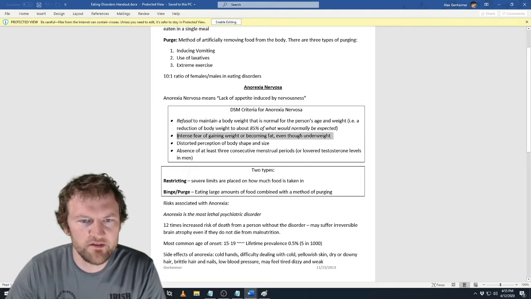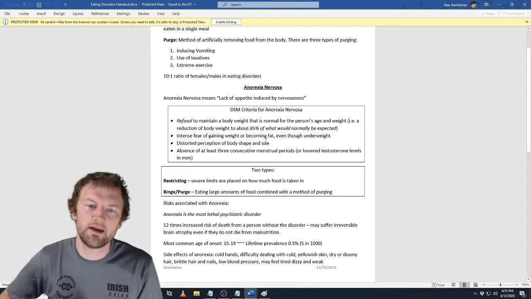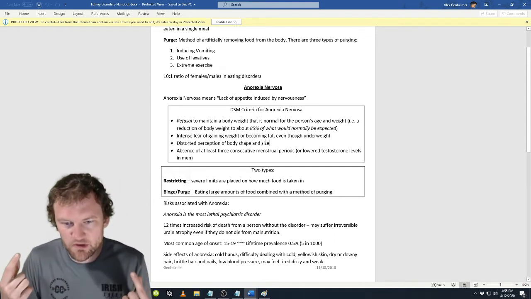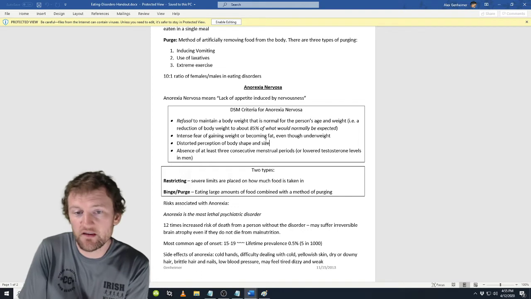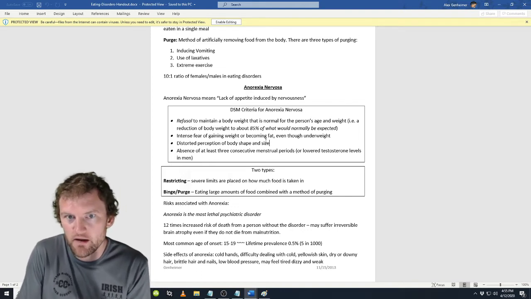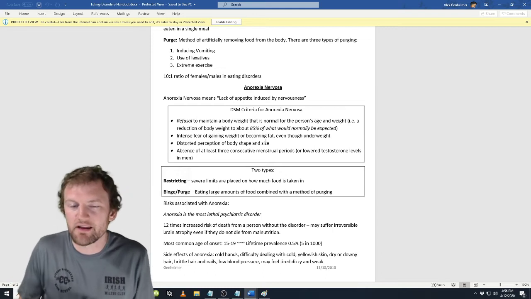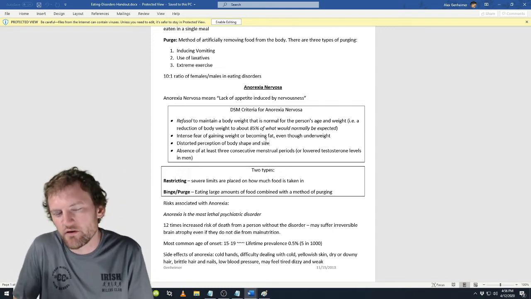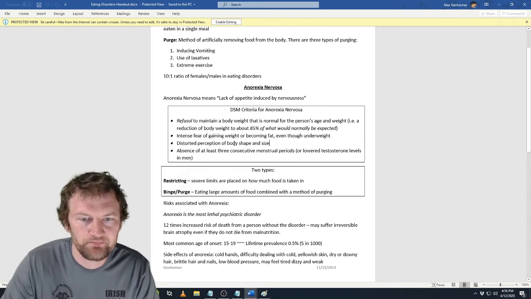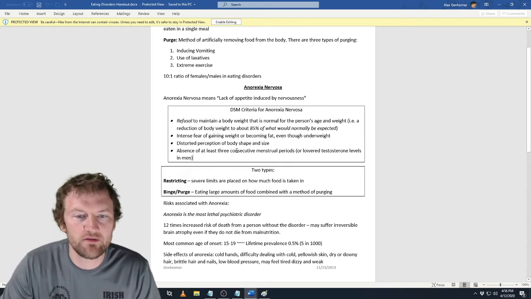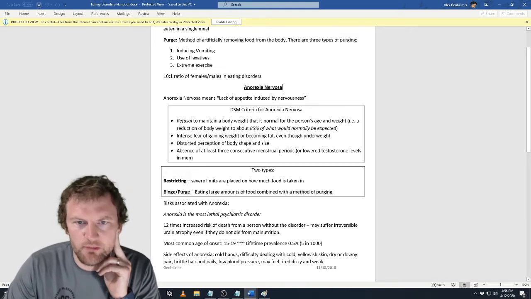Let's see. You have an intense fear of gaining weight or becoming fat, even though underweight. That makes sense. Distorted perception of body shape and size. So even though you're underweight, you might intellectually know that you are below what the BMI chart says, but you'd still think, yes, but there's still some fat on my body, and I could stand to lose another pound, or I like where I'm at, or something like that. And then in women, an absence of at least 3 consecutive menstrual periods, because anorexia, as we'll talk about, is extremely damaging to your body, and it ends up messing up your period cycle, or lower testosterone levels in males.